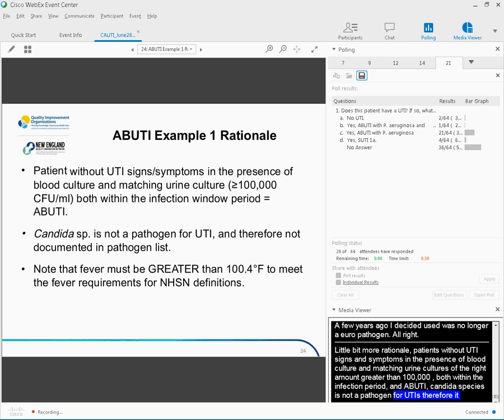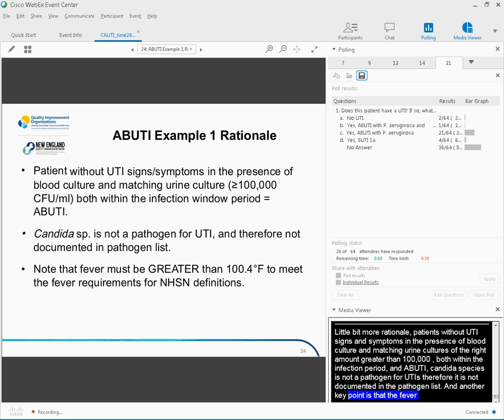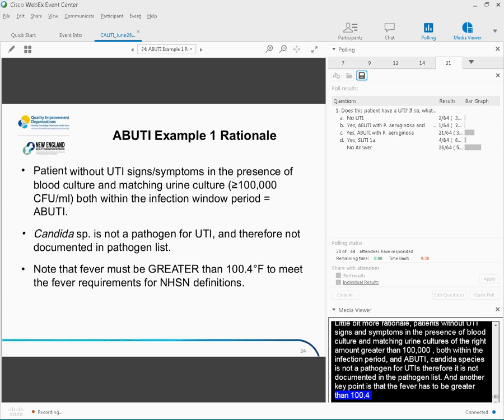And another key point is that the fever has to be greater than 100.4 to meet the fever requirements for NHSN definitions, not greater than or equal to, but greater than.